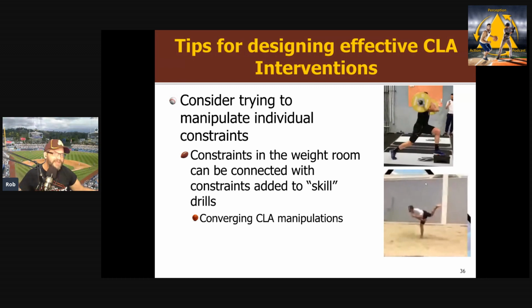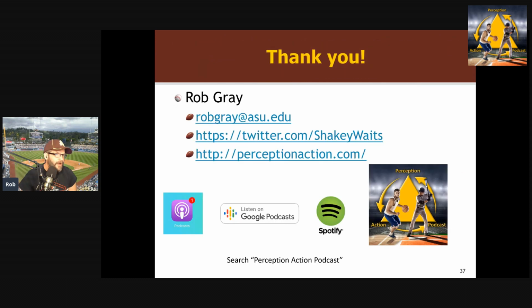And to me, that's a perfect example of this convergence I meant, right? These two different manipulations achieving the same goal. When you can do that, that's super, super powerful. Okay, so that's it for my run through constraints.